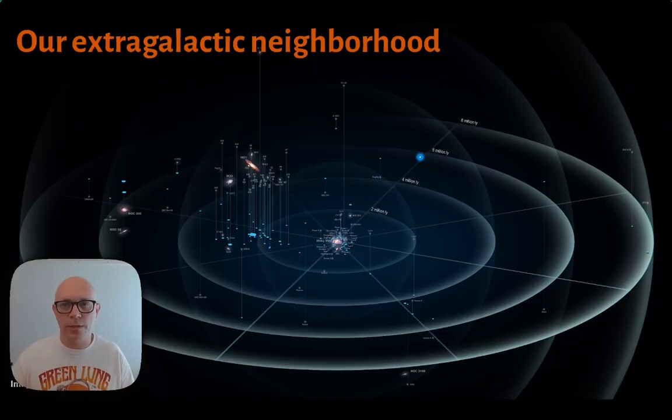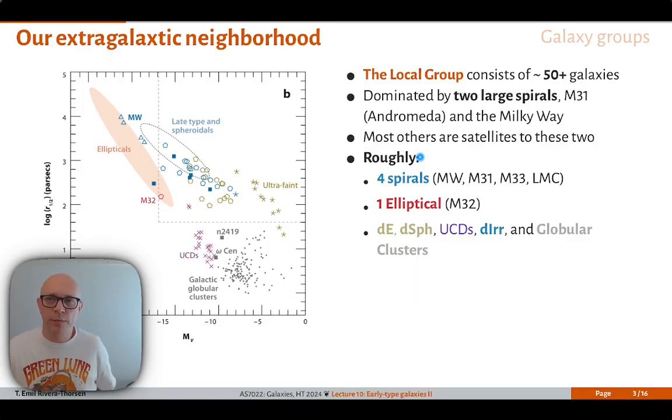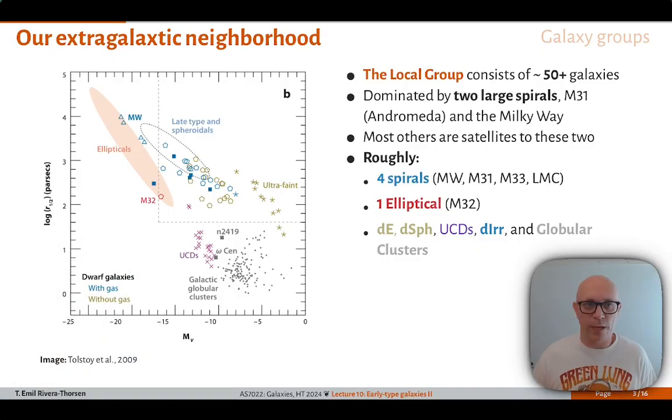So the local group consists of just over 50 galaxies, and is, as we said, dominated by the two large spirals, the Milky Way and Andromeda, plus the kind of buzzing cloud of satellite galaxies for each of these two. Basically, most other galaxies in the local group are satellites of either the Milky Way or Andromeda. We have roughly four spirals. There's the Milky Way, there's Andromeda, also known as M31, and then there's M33, the large spiral galaxy of Andromeda.